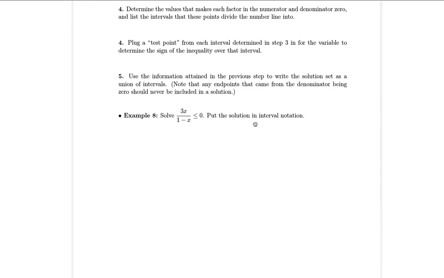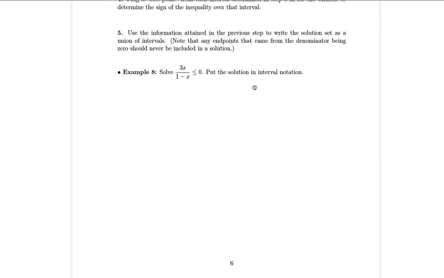All right, so let's look at example 8. We're going to start with a simpler one. Essentially, steps 1, 2, and 3 are already done for us, so let's make a little note of that. Steps 1, 2, and 3 done already. But now I need to figure out what makes the top zero. Well, x equals 0. What makes the bottom zero? x equals 1. So what we're going to do is make one of those charts.